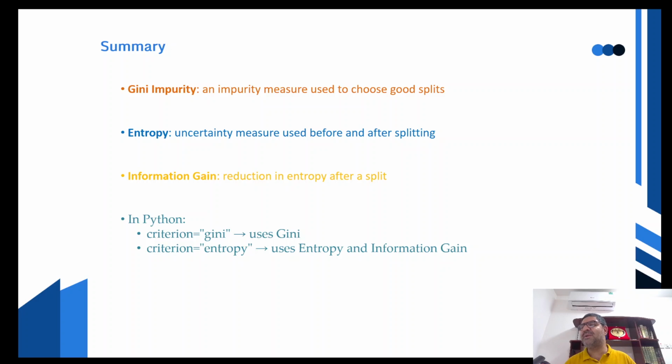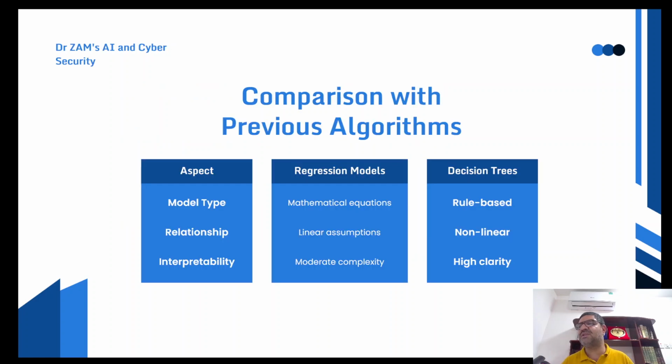So what is the summary of this? Gini impurity is an impurity measure used to choose good splits. Entropy is an uncertainty measure used before and after splitting, and information gain is the reduction in entropy after a split. And in Python, it's showing here, criterion is equal to Gini or criterion is equal to entropy. These are the two variations which we are having.